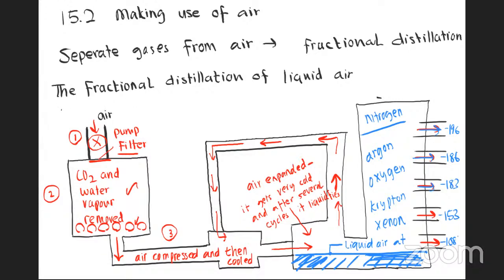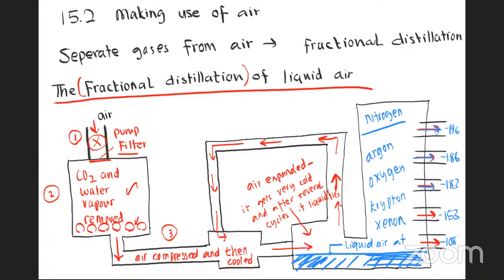So I'll go over this one more time, okay? And then I'll write down the steps. So air is made up of many different gases. It contains oxygen, nitrogen, noble gases, water vapor, pollutants, etc. So if we want to separate the different parts of the air, we have to carry out fractional distillation.